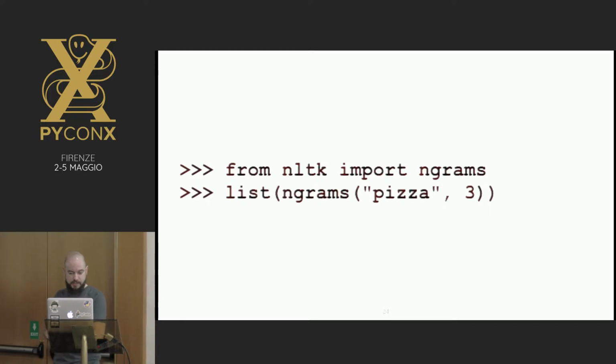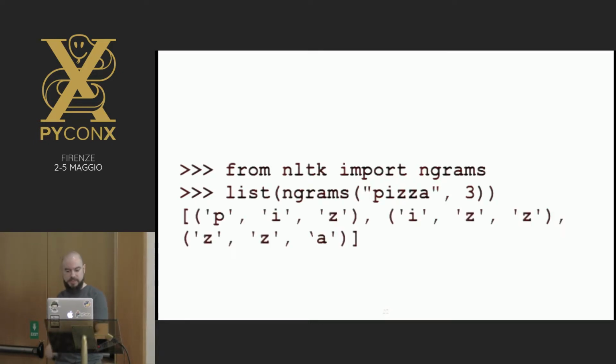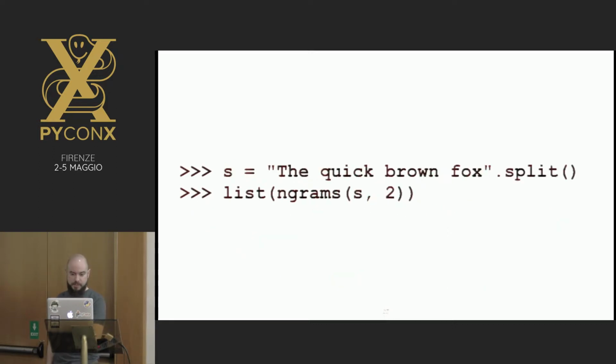So if you pass the word pizza as a string and you want the sequence of 3 elements, you would see the letters P, I, Z, and then it's like a sliding window: I, Z, Z, and then you reach the end. This one in particular is called a character-based n-gram, and because we have 3, we call it a trigram, so a character-based trigram. Another example could be with a list of words.